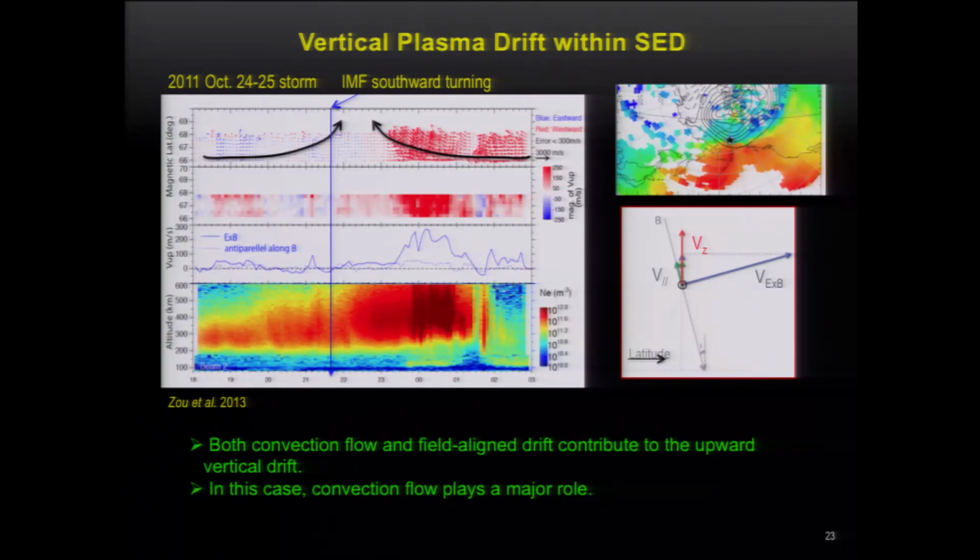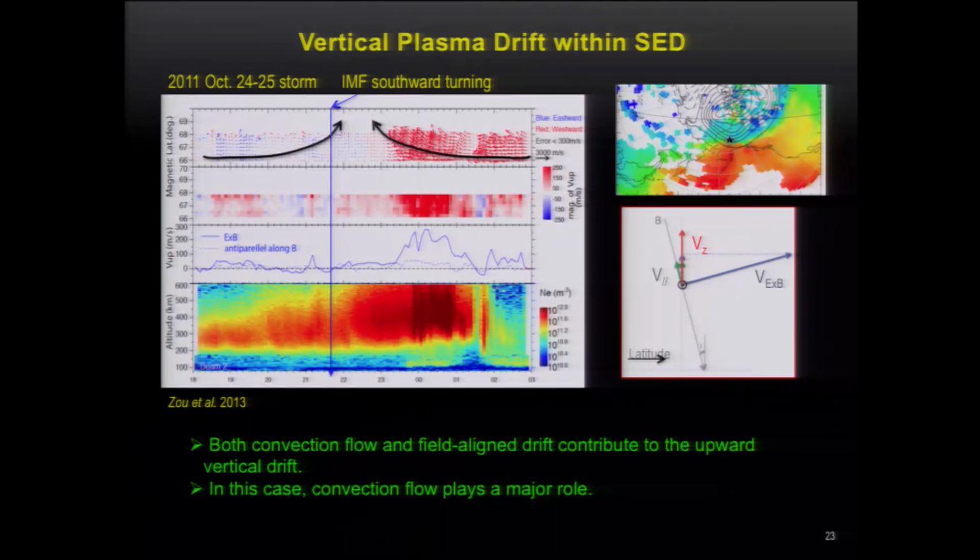So for this experiment, we had a beam looking in the vertical direction, a beam looking in the E cross B direction, and another one parallel to the magnetic field. So we can measure the total vertical flow, and we can also measure the contribution from the E cross B direction and the field aligned direction.